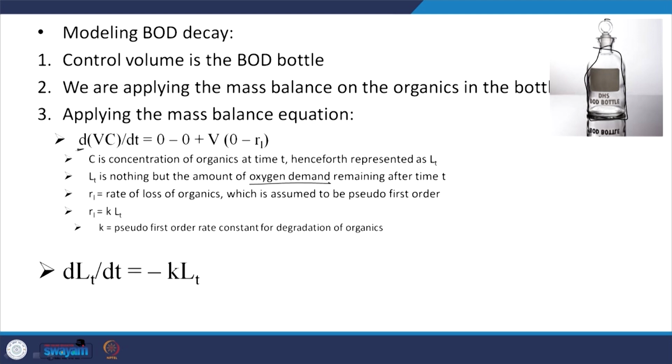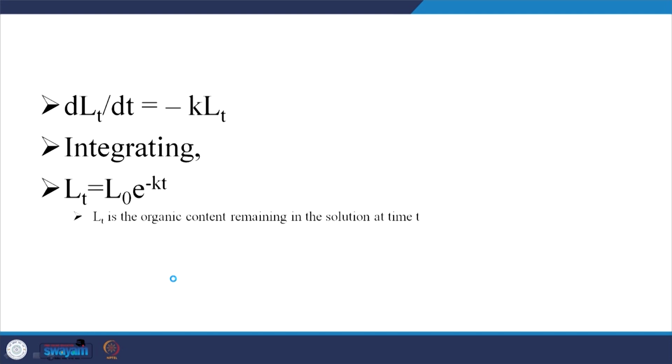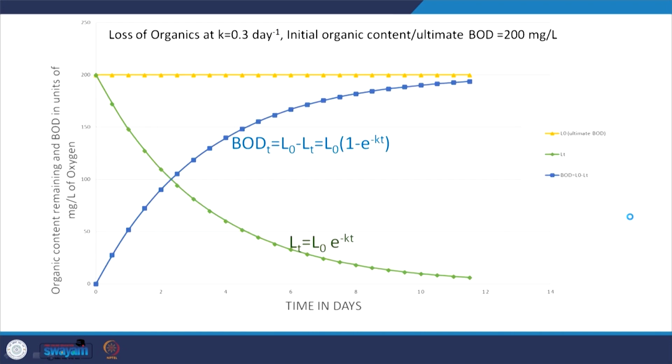So, this equation simplifies to this particular equation, right. For a batch reactor, I end up with this, and we need the BOD at time t, which is the organic content that has been consumed or degraded by time t. Thus, BOD at time t is equal to L naught minus L_t, that is equal to L naught into 1 minus e power minus k t.